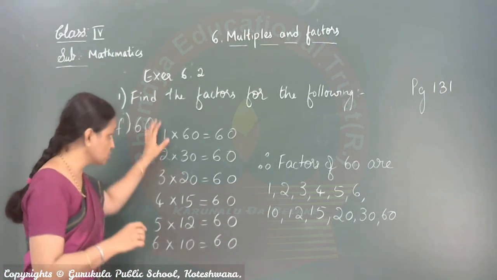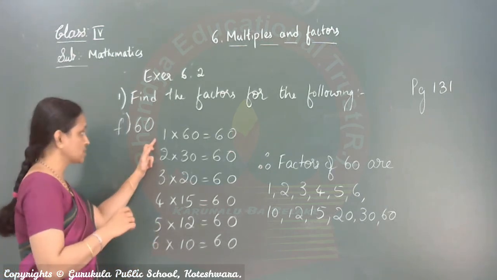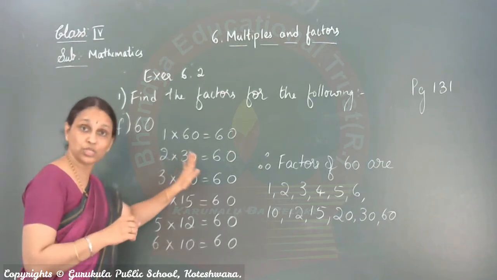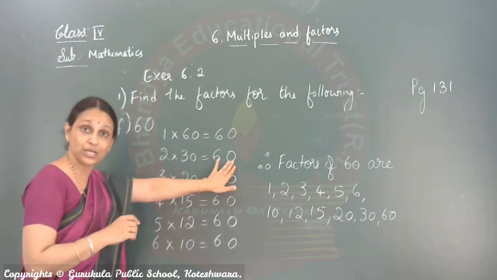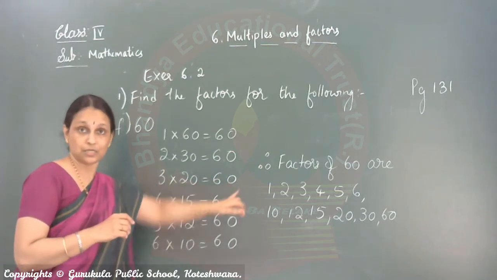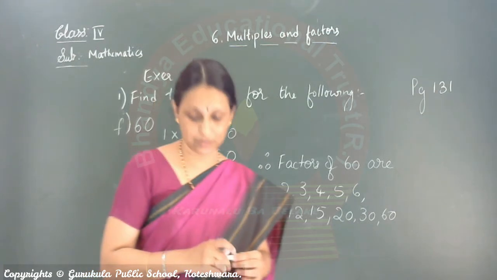I hope you understood how to find the factors for the given number. You have to start from 1: 1 60s are 60. Then 2, you have to check whether in 2 tables this answer will come. 2 30s are 60. 3 20s are 60. So on you have to find out and you have to list out all the factors.